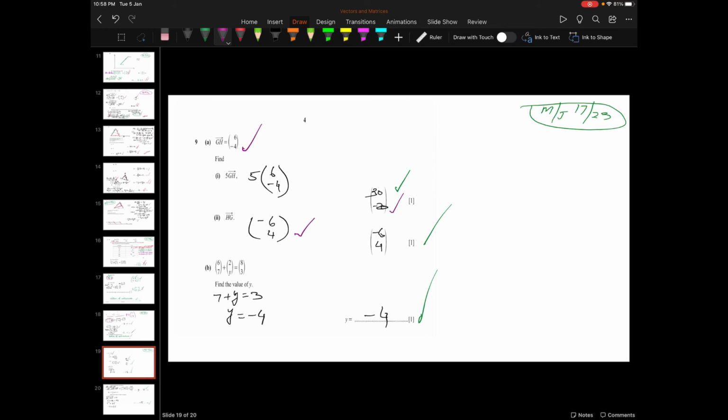B part of this question. 6 plus 2 is equal to 8 and 7 plus y is equal to 3. Now find the value of y. We should use this relation 7 plus y is equal to 3 and y is equal to 3 minus 7, which is equal to minus 4 or negative 4.